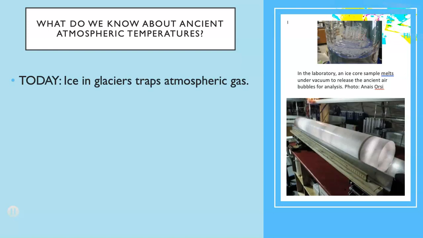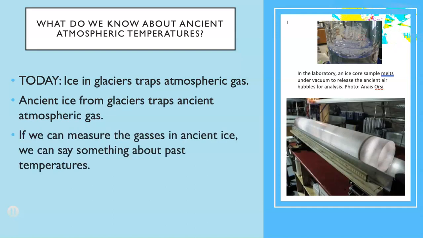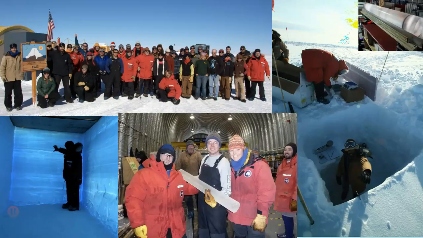Even today, ice that's forming is trapping little tiny samples of the atmosphere that's around it while it's freezing. And so ancient ice traps ancient atmospheric gas, and then we can measure that gas carefully in the lab and say something about the carbon dioxide levels, which then tells us about the ancient temperatures.